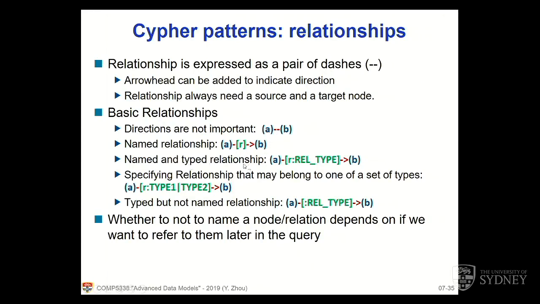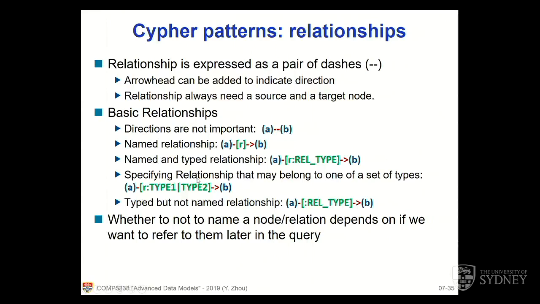Anyway, sometimes you want to be a bit more restrictive. You want to say, I'm only interested in a particular type of relationship. So you can also add the type there, in the same way as you add labels to the node, by adding a colon followed by the relationship type. So here is saying this represents a relationship between A and B of this REL type.